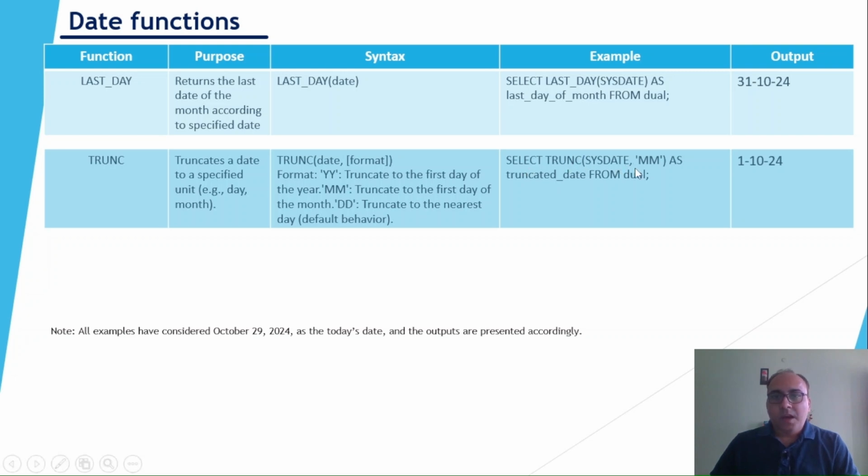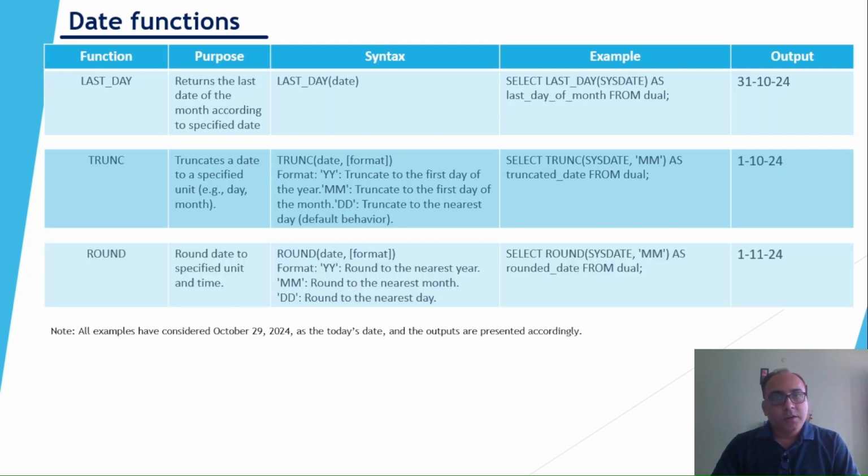Select TRUNC(SYSDATE, 'MM') as truncated_date from dual. This will return 1st October 2024. Now how is this query getting executed? As we are considering today is 29th of October, if we apply the date function on today's date, whatever is the first date of that month, the TRUNC function is going to return that date. So here the first date of October is 1st October 2024. That's the reason it's returning 1st October 2024.